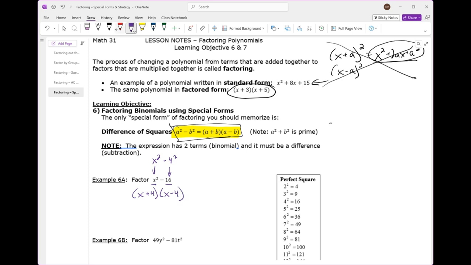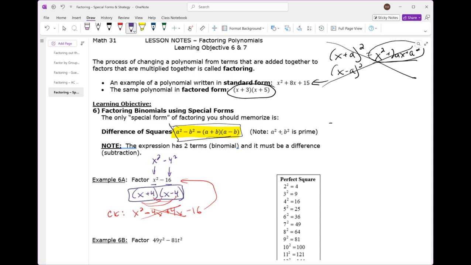And the reason that this works, remember we can always check our work, is we're going to multiply the first together, then the outside, then the inside, then the last two. The middle terms, because there's a minus and a plus, end up being 0, and we're just left with our original here.